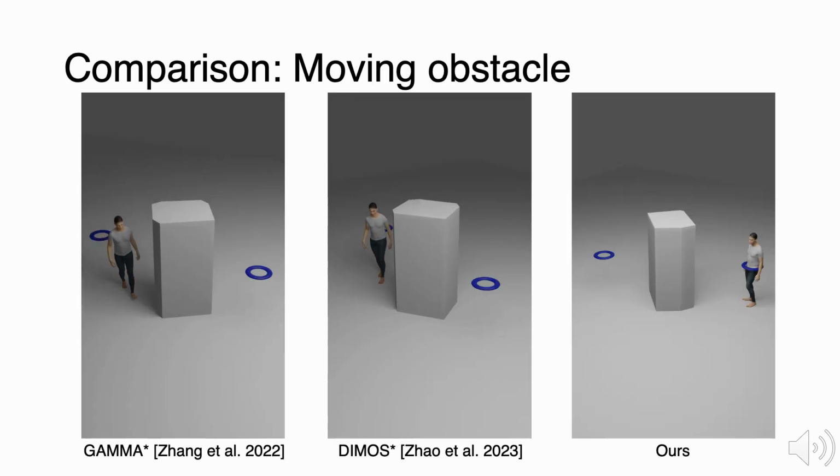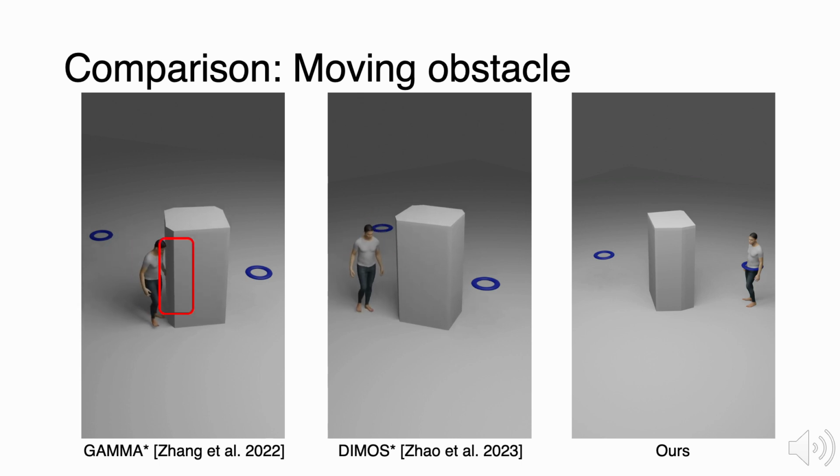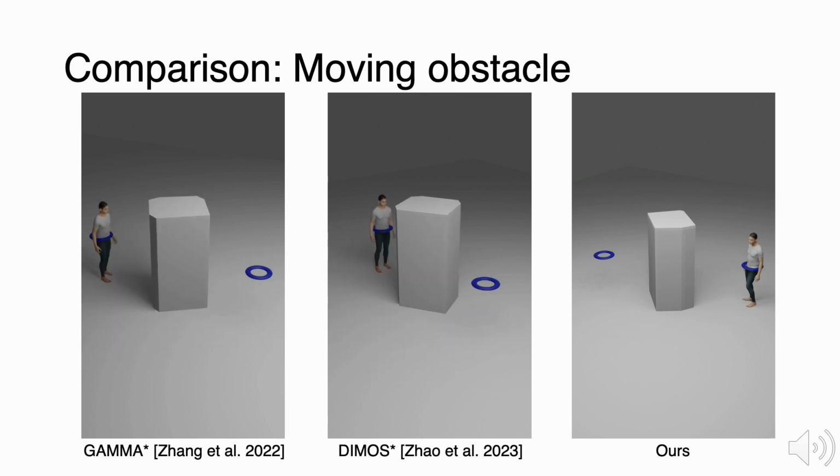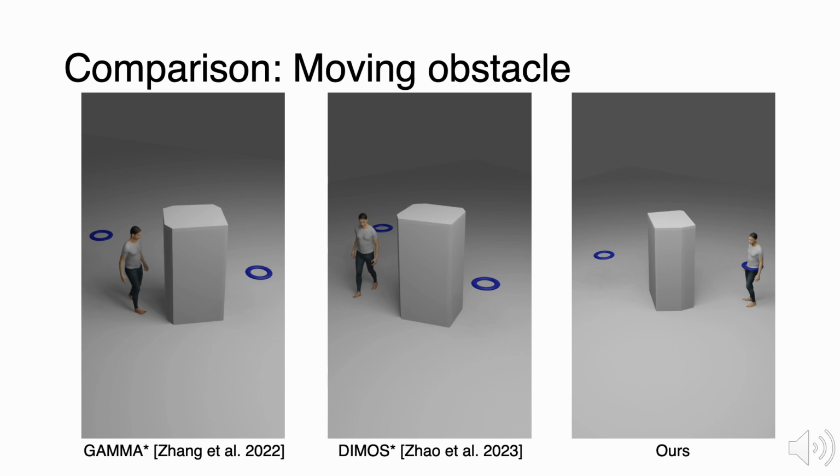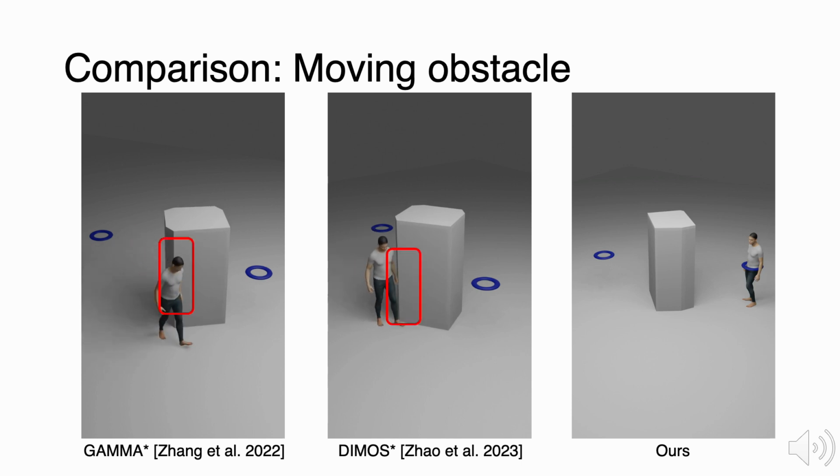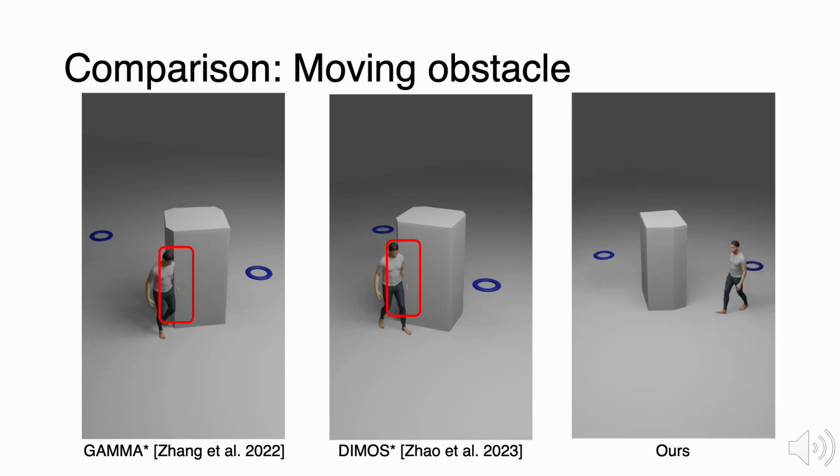In the context of dynamic obstacles, obstacles move to block humans from reaching their goal. Despite augmenting previous works with dynamic path planning, they still encounter issues of penetration with dynamic box obstacles in the arm region. In contrast, we can synthesize collision-free motion sequences.